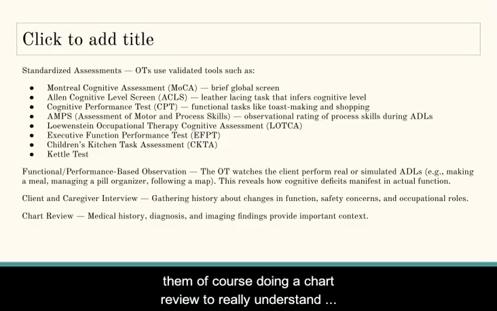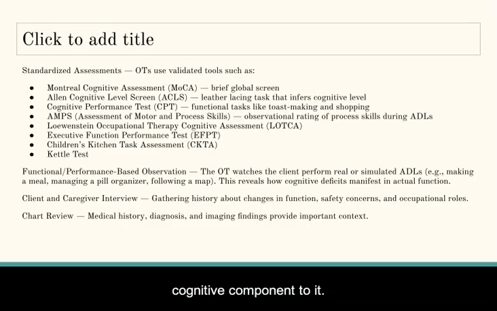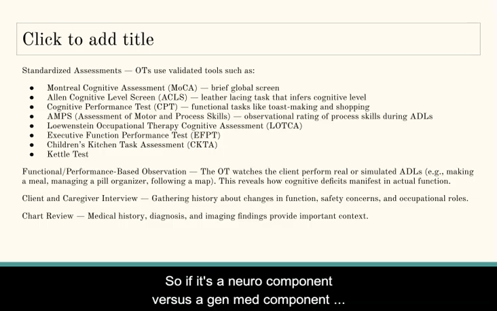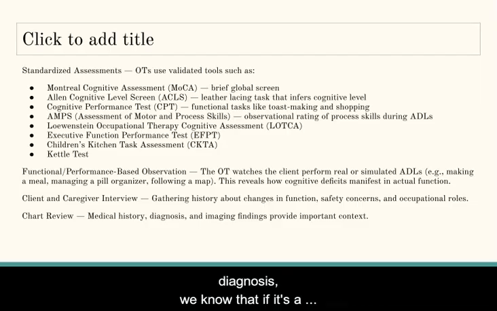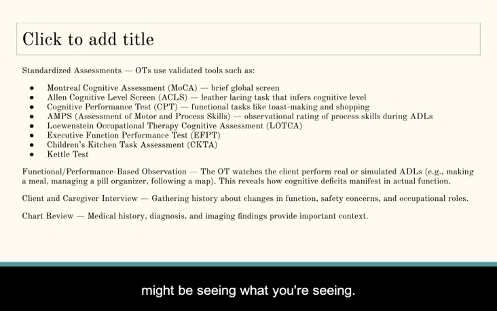Of course, doing a chart review to really understand what their diagnosis is and if it's expected that there is a cognitive component to it. So if it's a neuro component versus a gen med component diagnosis, we know that if it's a neuro diagnosis, anticipate potentially seeing a cognitive component. If it's a gen med diagnosis and it's not typical to see cognitive impairment, doing that deeper dive into why you might be seeing what you're seeing.